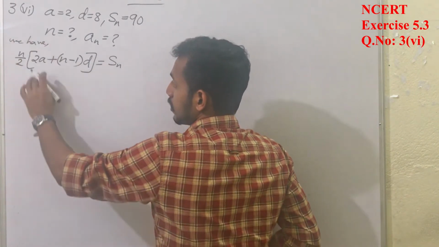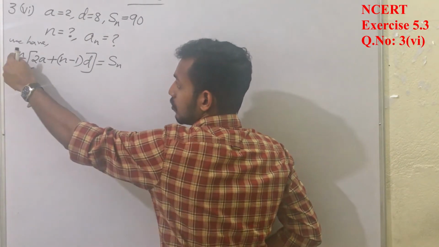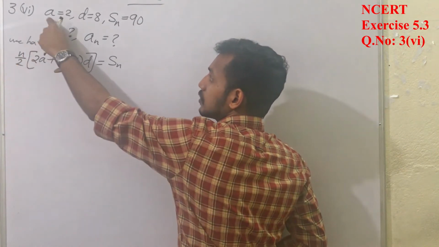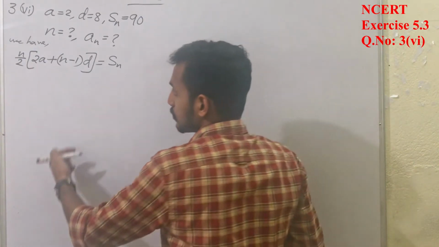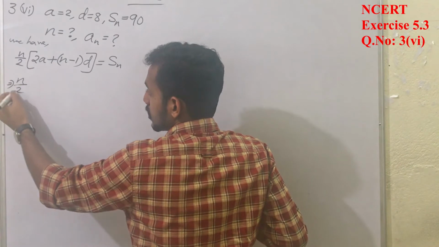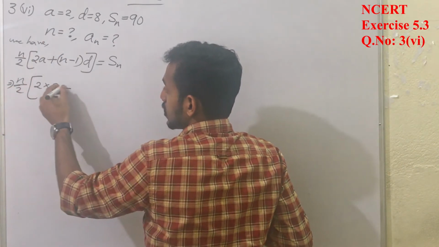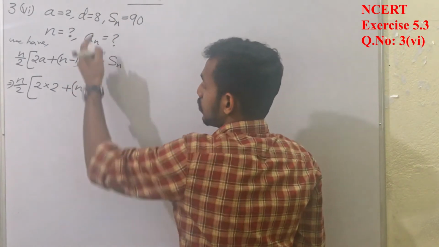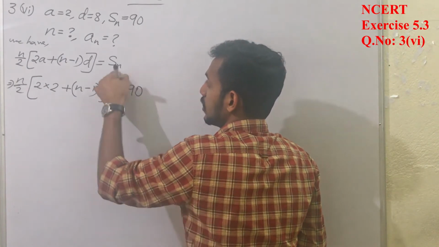Then just substitute those values given here. There are 4 variables, and among the 4 variables, 3 are given. So we can easily find the fourth variable, that is n, from the equation. So here n by 2 into 2 into what is a? 2. Plus n minus 1 into what is d? d is equal to 8, is equal to 90. Sn is 90.